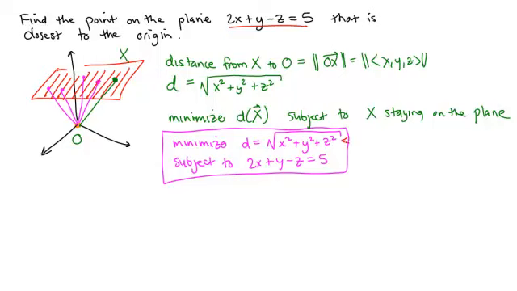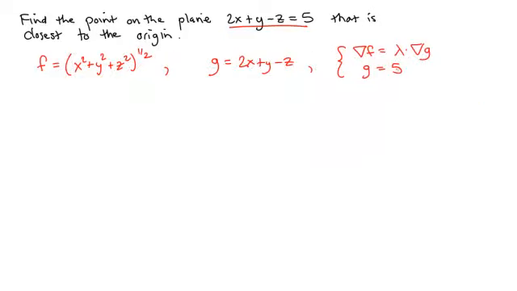And so in this case, we've identified an objective function, something that we're trying to maximize or minimize, and we've identified the constraint equation and the corresponding level set. So this is the guy who's going to be playing the role of f. This is the guy who's going to be playing the role of g. So let's set up the Lagrange multiplier problem and solve it. And so our Lagrange multiplier setup is f is equal to x squared plus y squared plus z squared quantity square root. G is equal to 2x plus y minus z. And we want to solve the gradient of f is lambda times the gradient of g, and g is equal to 5. So let's work out what these things are first.